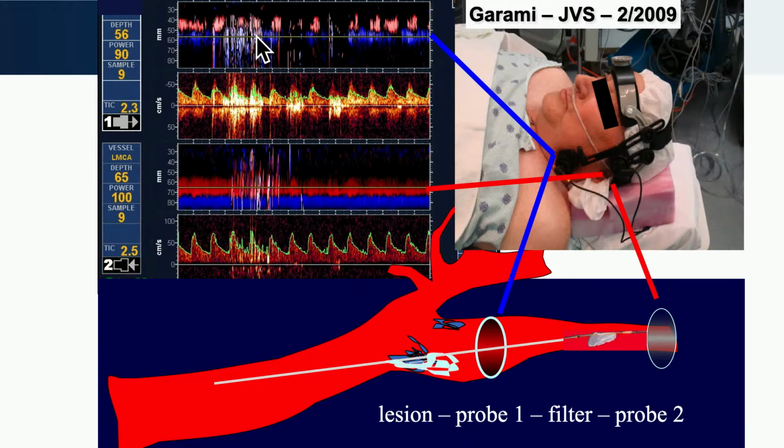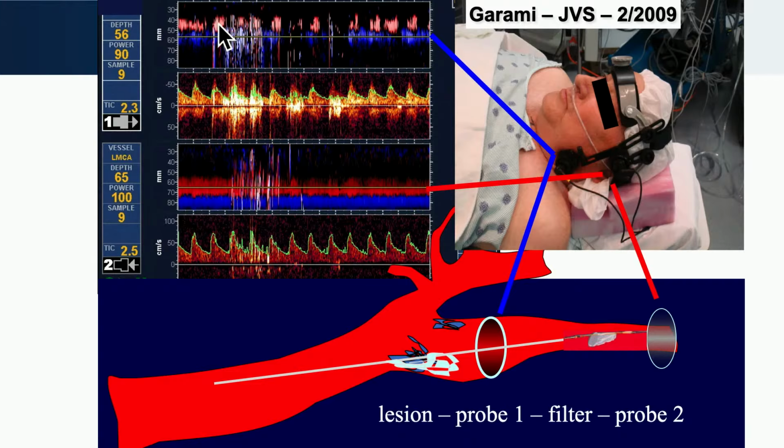This is why it's blue, because it's going away from your signal. These signals in the middle cerebral artery, that's why it's red. So the different counts between them will tell you that only 20% of these emboli are really filtered out by these baskets. What you see here is also the delay.